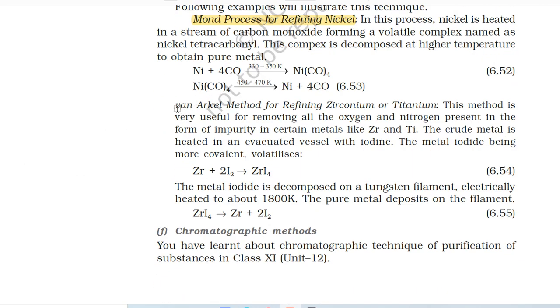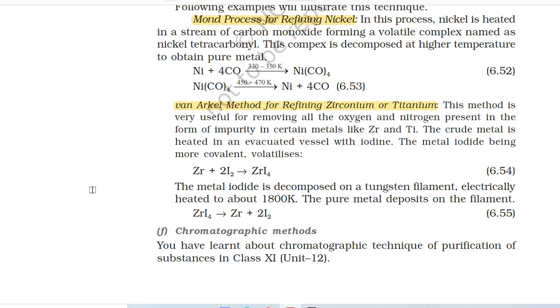Van Arkel method for refining zirconium or titanium. This method is very useful for removing all the oxygen and nitrogen present in the form of impurity in certain metals like zirconium and titanium. The crude metal is heated in an evacuated vessel with iodine. The metal iodide being more covalent volatilizes.